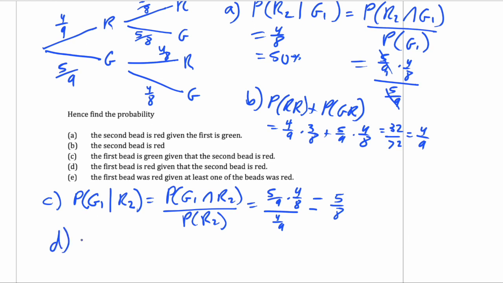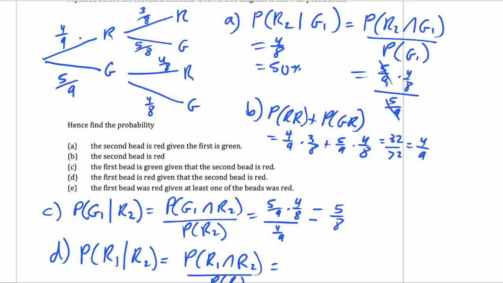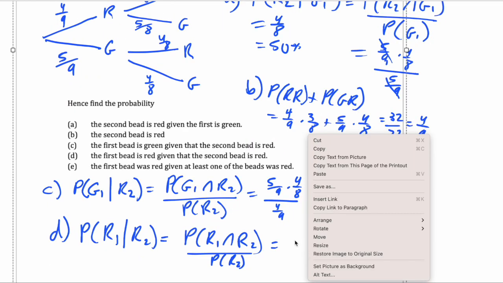Let's take a look at D. Probability the first bead is red, given the second bead is red, is probability of, well, both of them being red, divided by probability the second one is red. That equals probability both of them are red, which is this top branch here, 4/9 times 3/8.